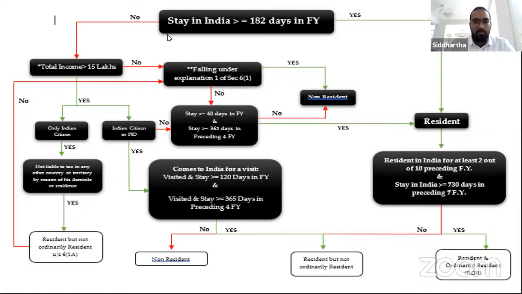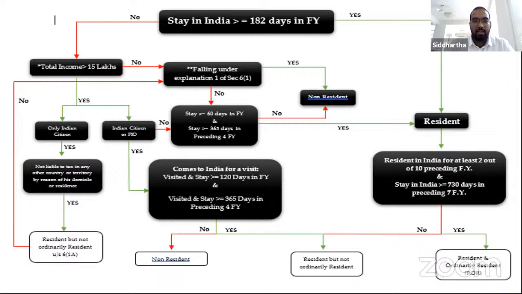So let us go to the next limb, where your stay in the current financial year is less than 182 days. In that case, we first have to look into your total income from Indian source, other than foreign source, exceeding 15 lakh. If that is not exceeding 15 lakh, and you are falling within Explanation 1 to Section 6(1), we'll look into Explanation 1 to Section 6(1) later on. If you are falling within that criteria, then you become a non-resident.